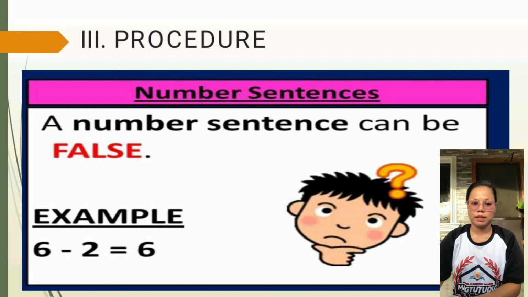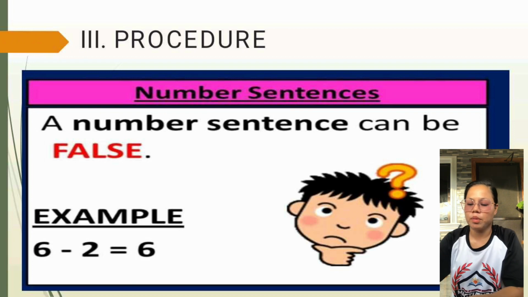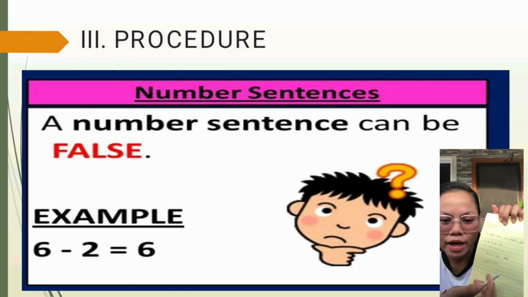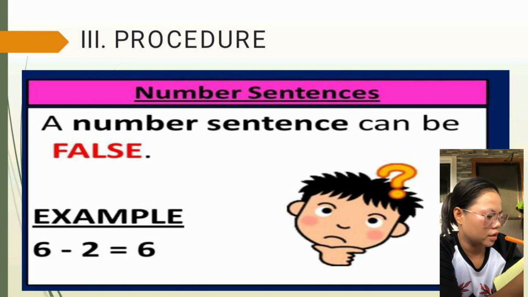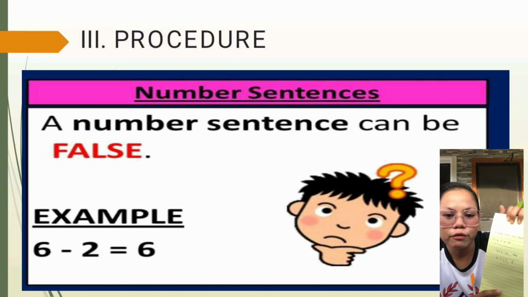A number sentence can be false. Let's say for example, 6 minus 2 equals 6. It is already wrong, because 6 minus 2 should equal 4, not 6. So that is why it is false.